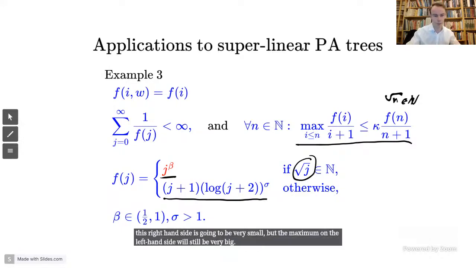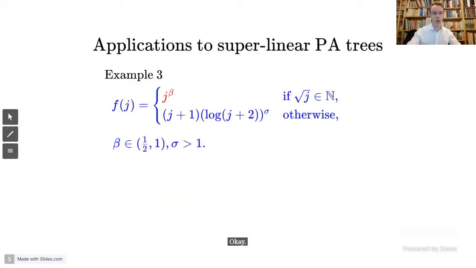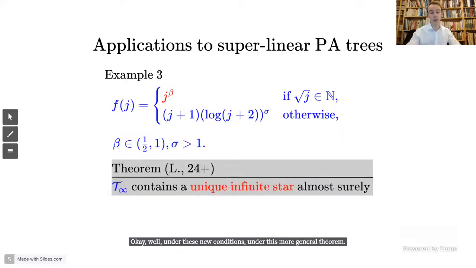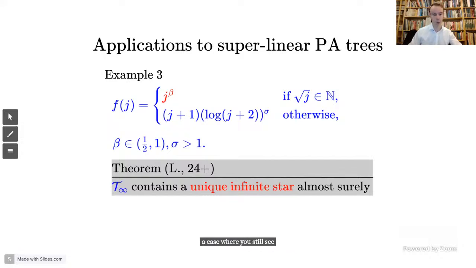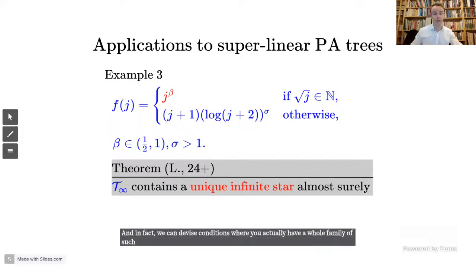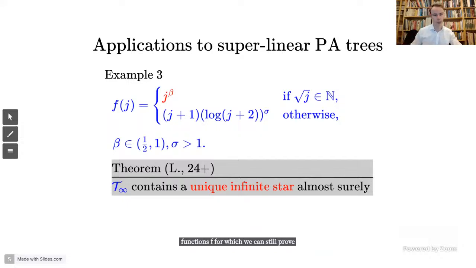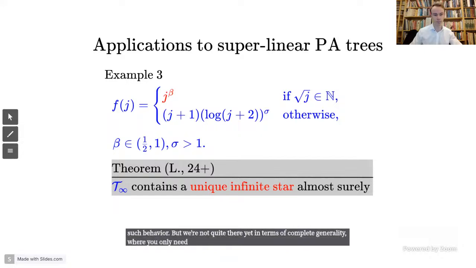Okay, well, under these new conditions, under this more general theorem, we can indeed still work with such examples. So we can still prove that in such a case, you still see a unique infinite star almost surely. And in fact, we can devise conditions where you actually have a whole family of such functions f for which we can still prove such behavior. But we're not quite there yet in terms of complete generality, where you only need this summability condition.